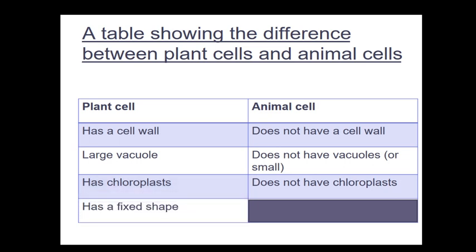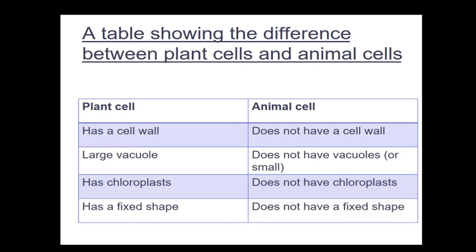Right, then we can talk about the shape of the plant cell. The plant cell has a fixed shape. Remember how it looks like a rectangle? But we don't say that. We say it has a fixed shape. And the animal cell has an irregular shape or does not have a fixed shape. I prefer the word irregular in shape.